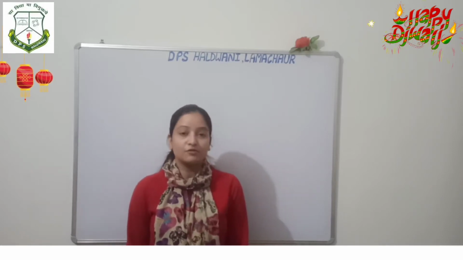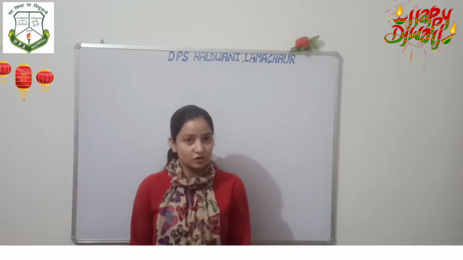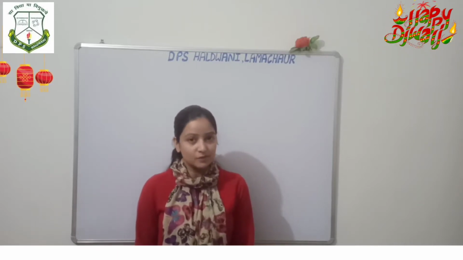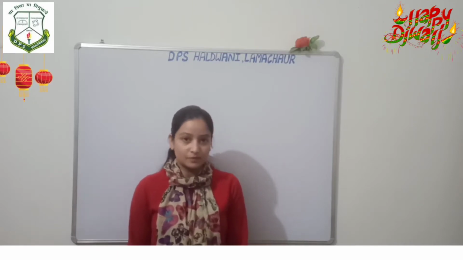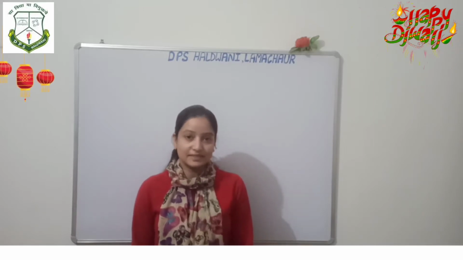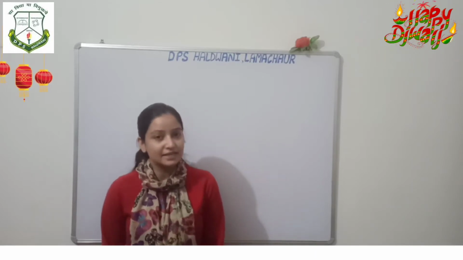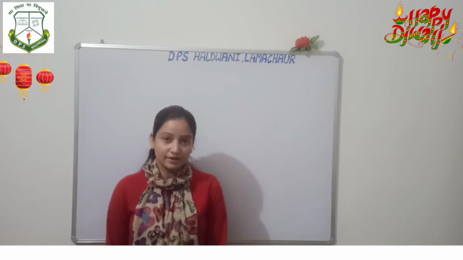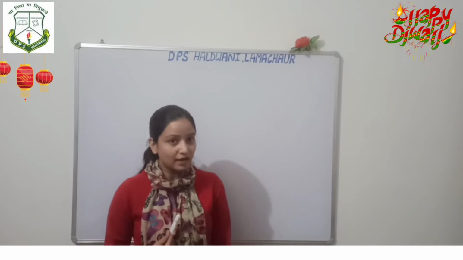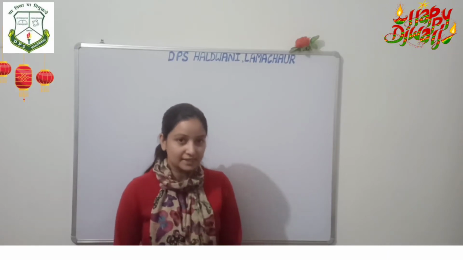So the first question is, what are adverbs? Adverbs are describing words. Adverbs describe verbs. We can also see that adverbs describe actions. For example, I eat slowly. Here, the word slowly describes the action word, that is a verb, eat. Let us write and learn.